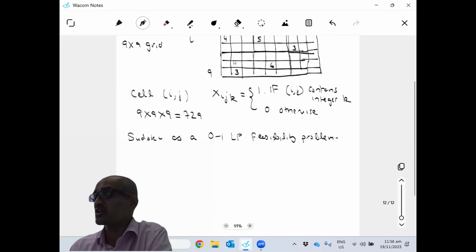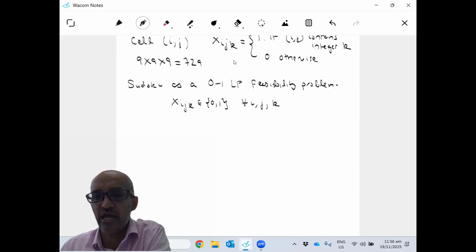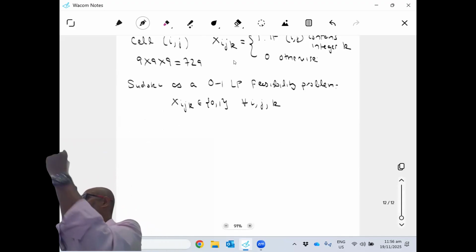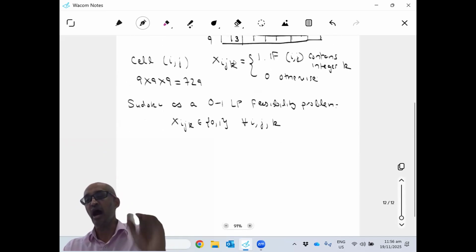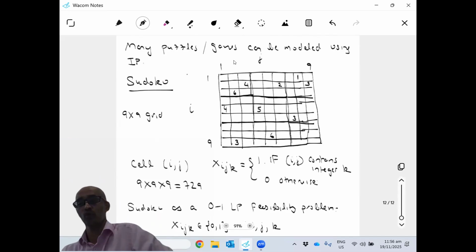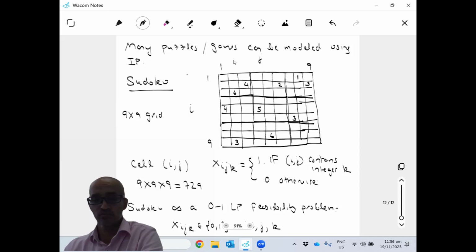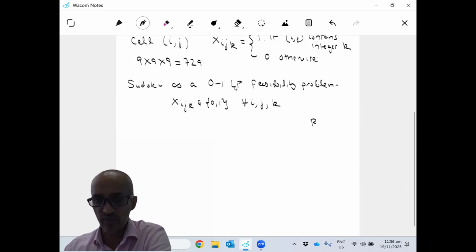So what are the constraints? First is xijk is binary, for every i, j, and k. And by the way, all of these go from 1 up to 9. So the indices here are i goes from 1 to 9, j goes from 1 to 9, k goes from 1 to 9. Now let's take the row constraint. What should the row constraint tell me? It should tell me that along the row, every integer has to occur once.